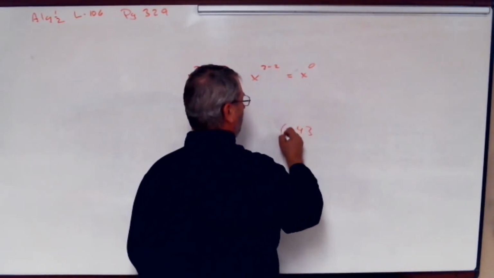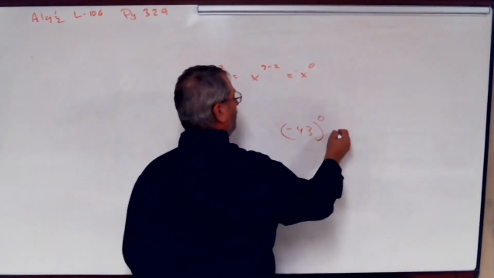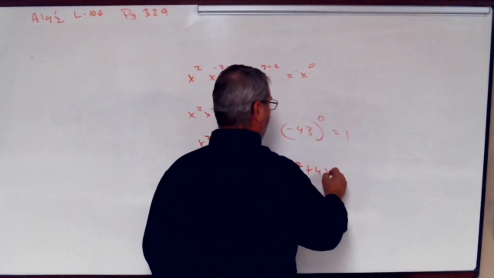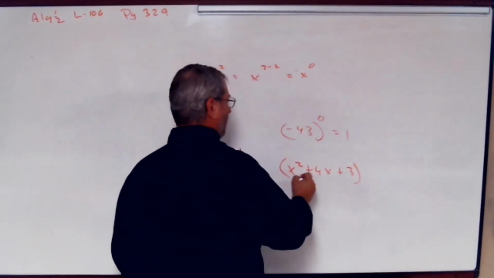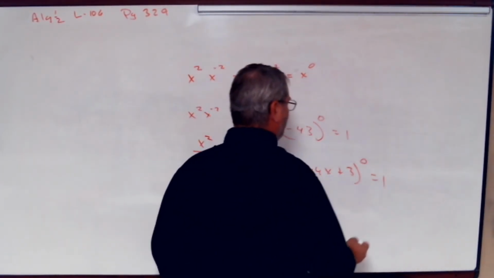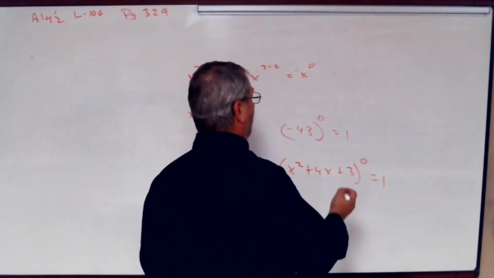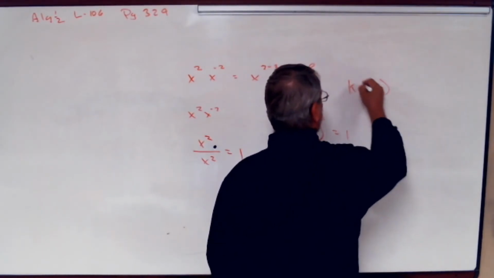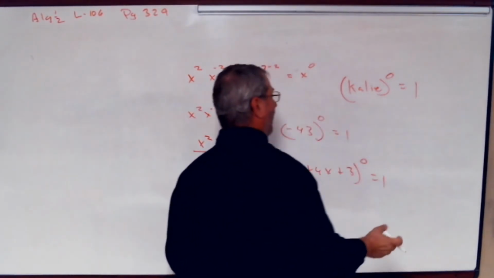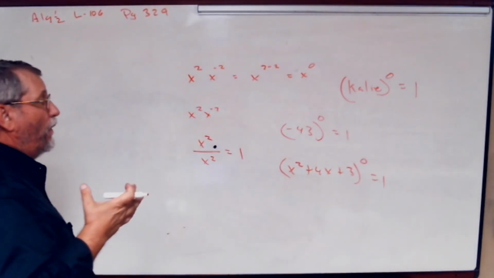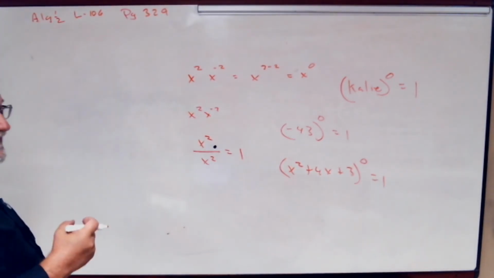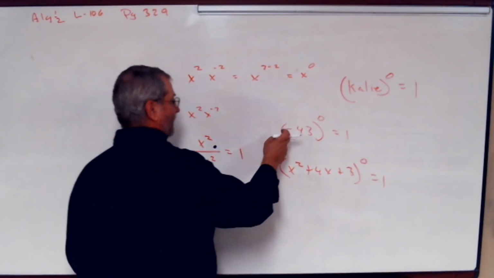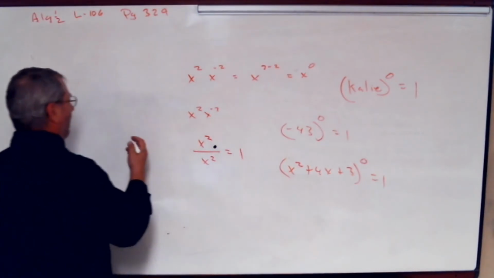Negative 43 to the 0 power is equal to 1. x squared plus 4x plus 3 to the 0 power is equal to 1. Okay? Anything to the 0 power equals 1. I don't care what's in that parentheses. Anything to the 0 power is equal to 1. It doesn't matter if it's negative, doesn't matter if it's positive, it doesn't matter.